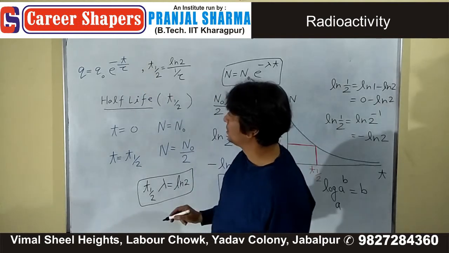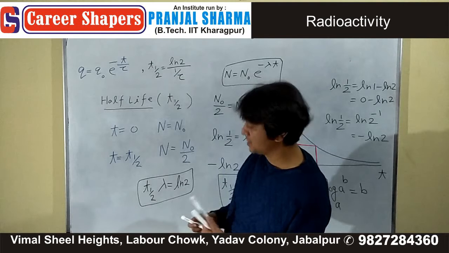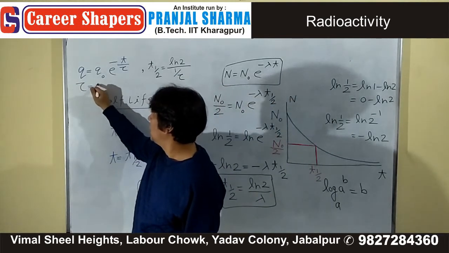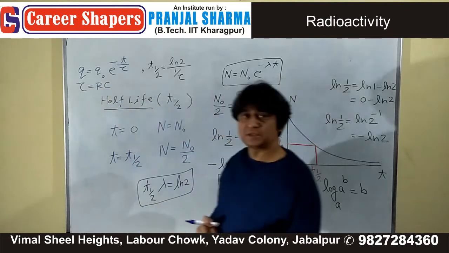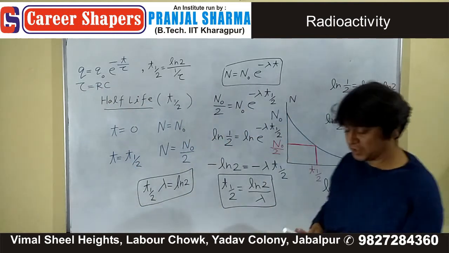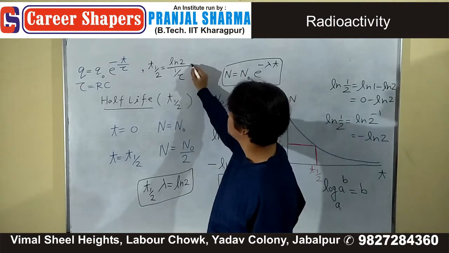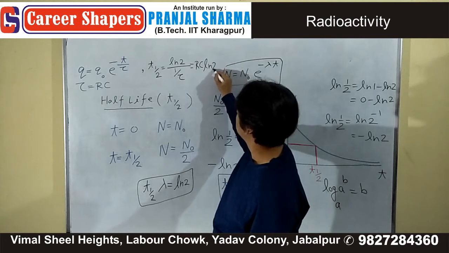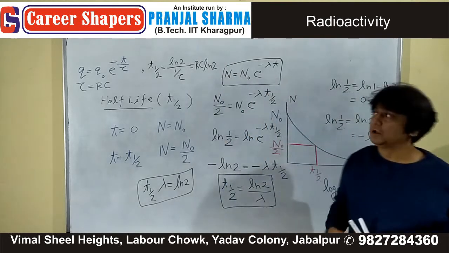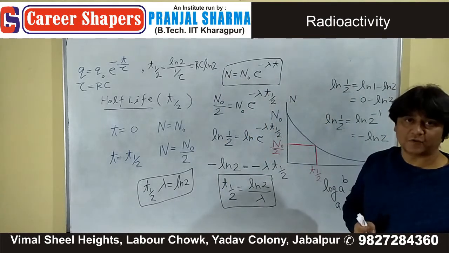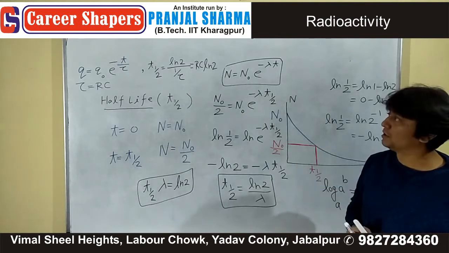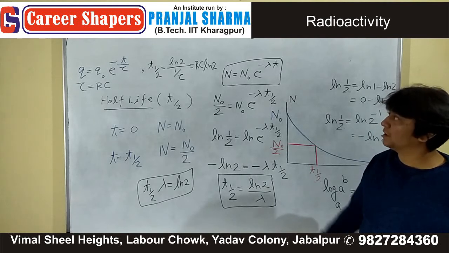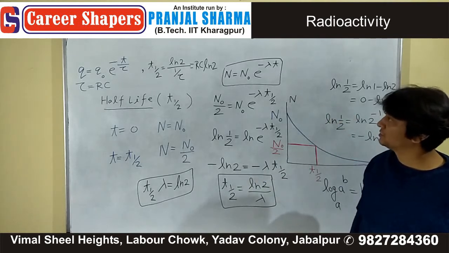Now what was tau during discharging of capacitor? This tau was R multiplied by C, and therefore T half is coming R C log 2. We have calculated half-life of charge in discharging mode by using this similar concept. Note down this much.